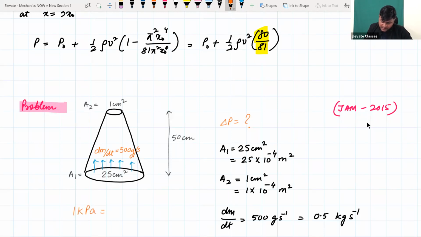Give me the answer in kilopascal. So 1 kilopascal is equal to 10 to the power 3 Newton per meter square. This is flow rate.